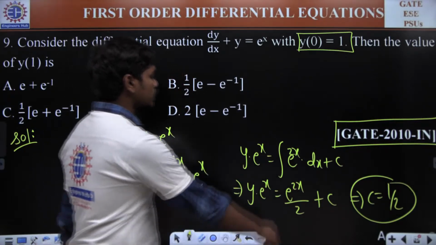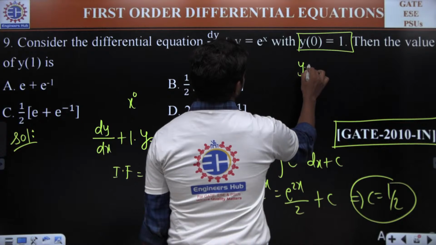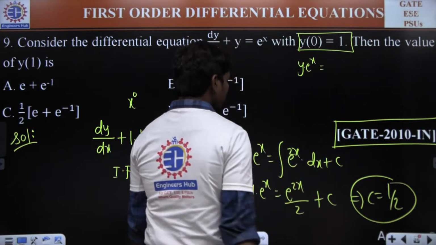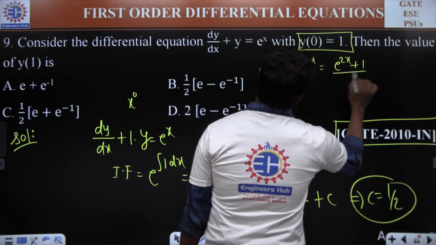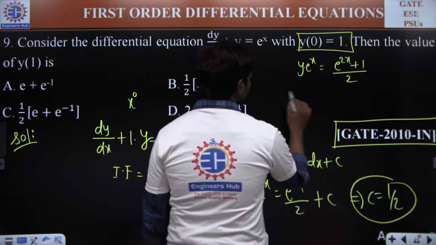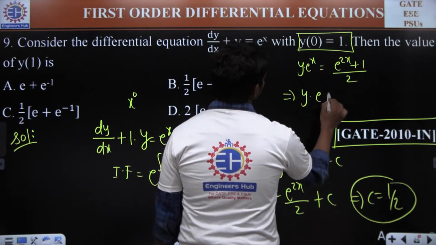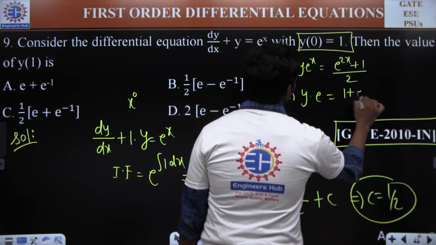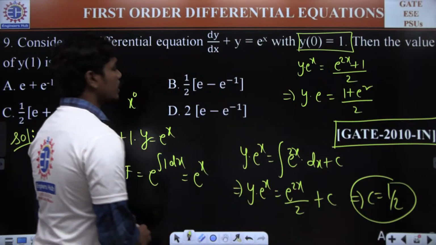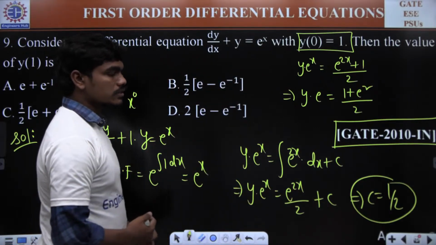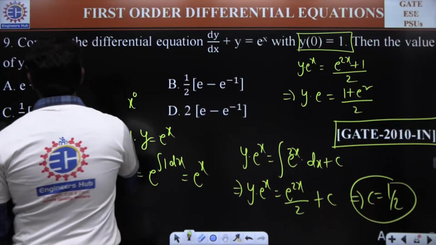If c is 1 by 2, then the solution is y into e power x is equal to e power 2x by 2 plus 1 by 2, or e power 2x plus 1 divided by 2. Now they are asking you y of 1. So this implies y into e is equal to 1 plus e square divided by 2. So y is nothing but 1 by 2 of e plus e inverse. Correct? I think option C is correct.